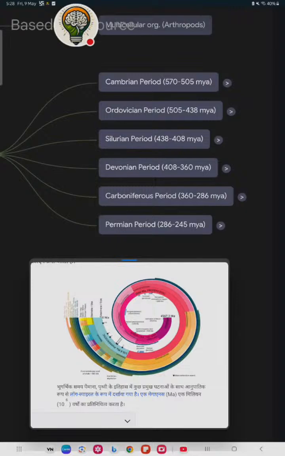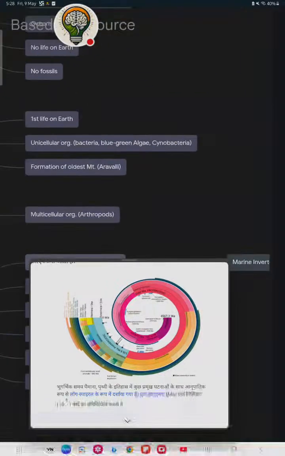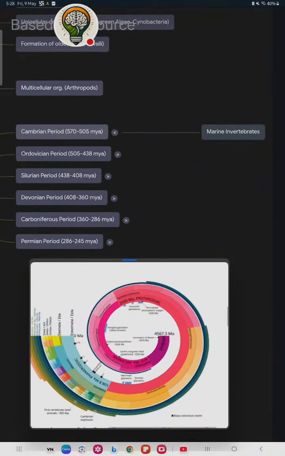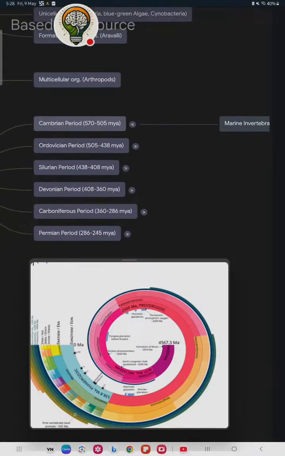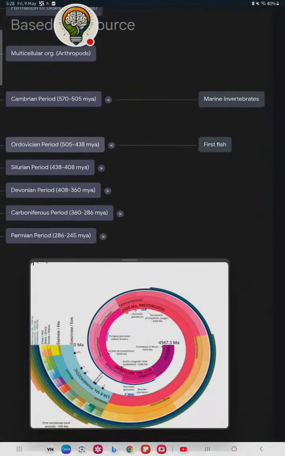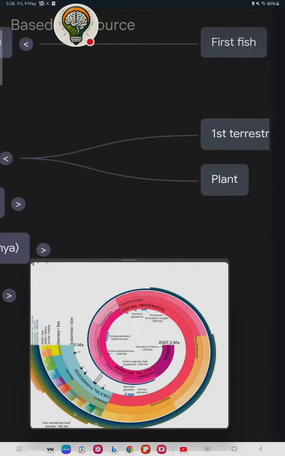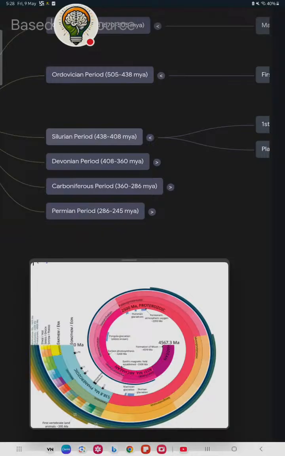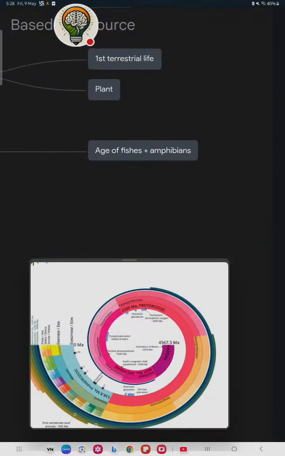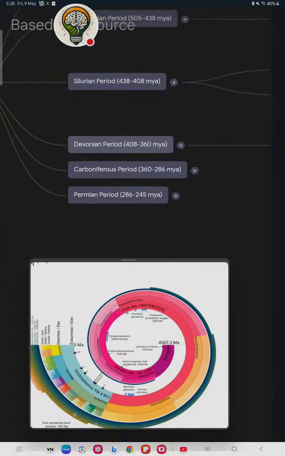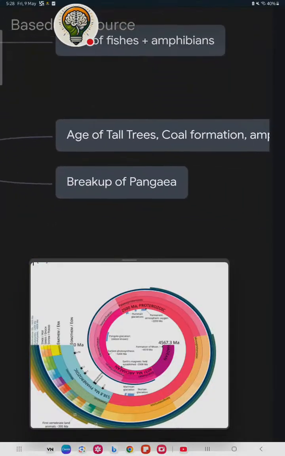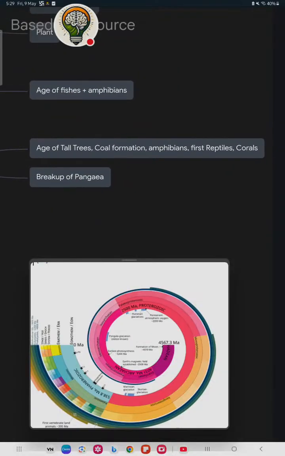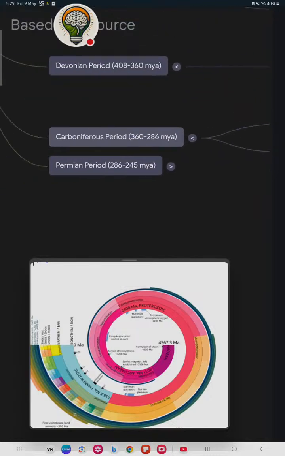In the Cambrian period, marine invertebrates are there, and in the Ordovician period we have the first fish. In the Silurian period we have the first terrestrial life and plants, and the Devonian period is the age of fishes and amphibians. Then the Carboniferous, the age of tall trees, coal formation, amphibians, first reptiles and corals. Then the break of Pangea in the Carboniferous.